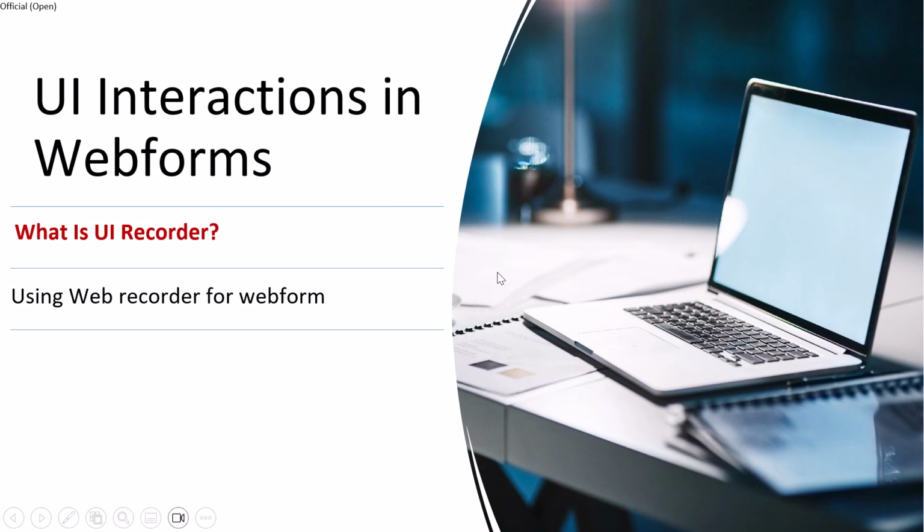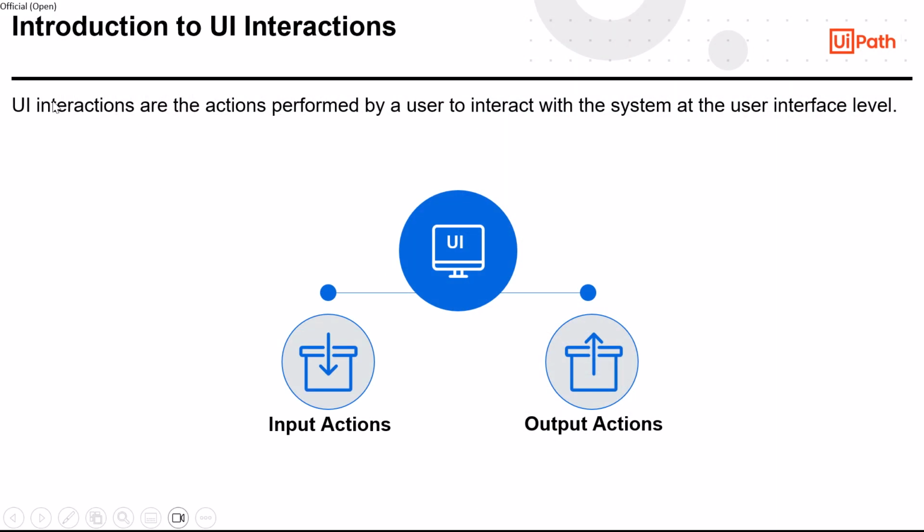First, we need to understand what a UiPath recorder is. Let's talk about interactions first. UI interactions are actions performed by a user to interact with the system at the user interface level. Imagine you click on an application, use drop-down boxes, or type into text boxes. These are divided into two types of interactions. The first is called input actions. The second type is called output actions.